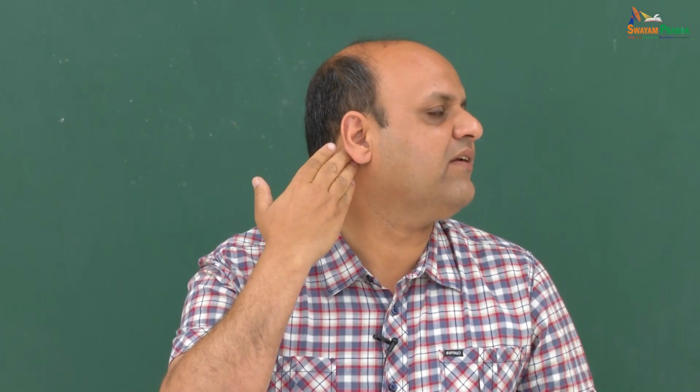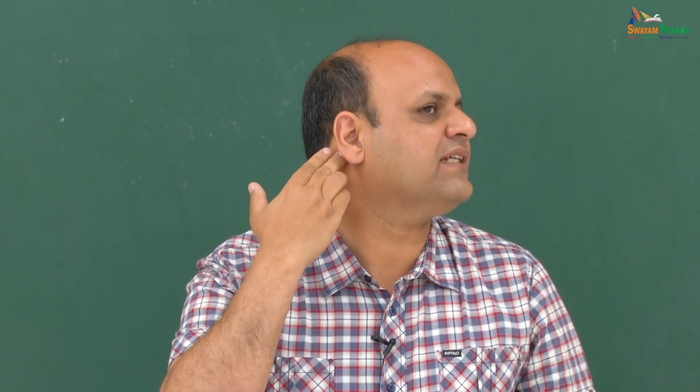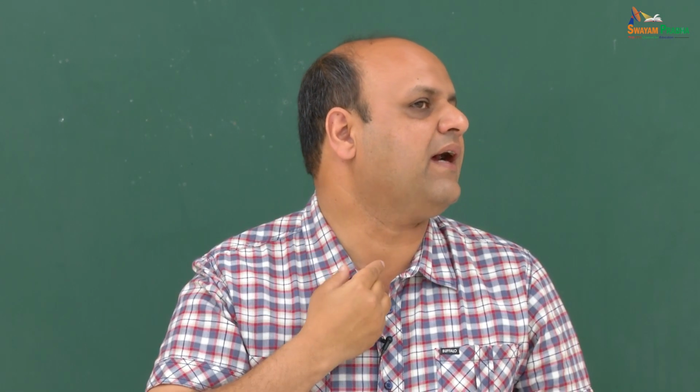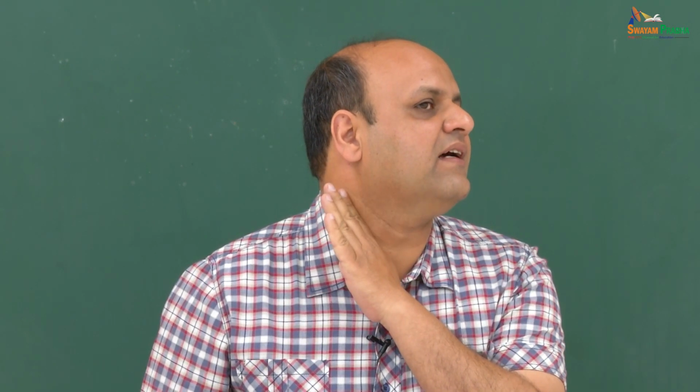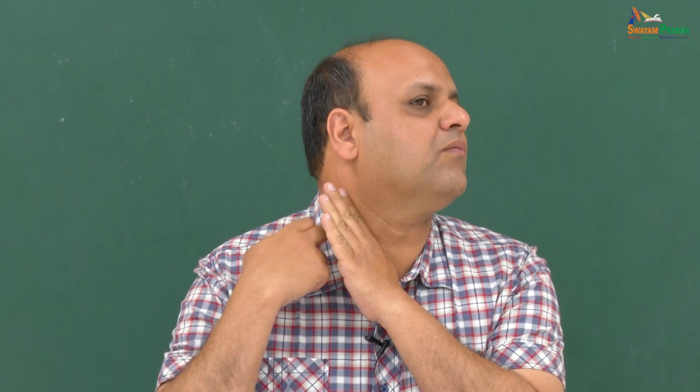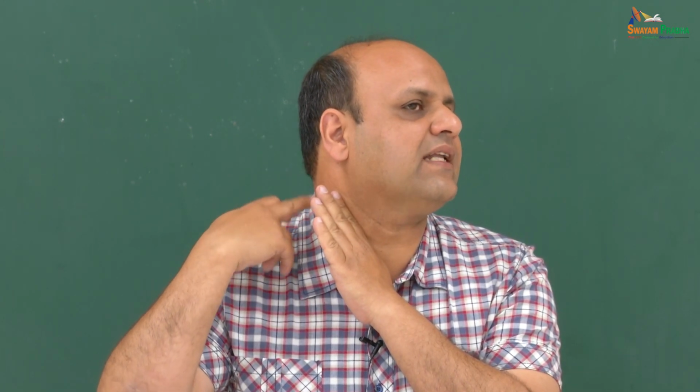So, if you see the lateral aspect of my neck, from the mastoid process to the sternum and the clavicle, my hand is now separating the anterior triangle from the posterior triangle. The posterior boundary of the posterior triangle is this muscle at the back called the trapezius. So, the anterior triangle lies anterior to the sternocleidomastoid.